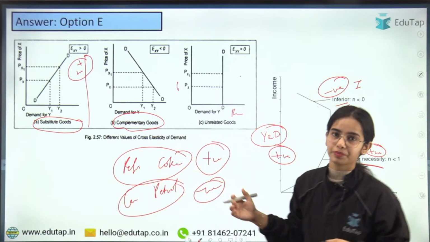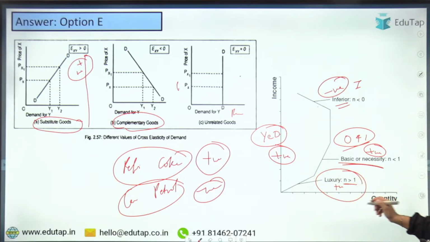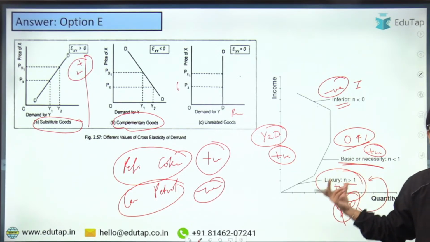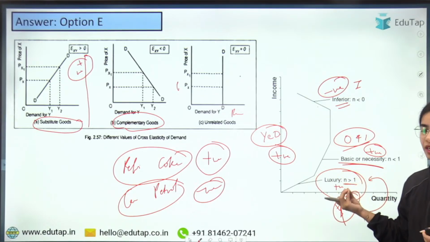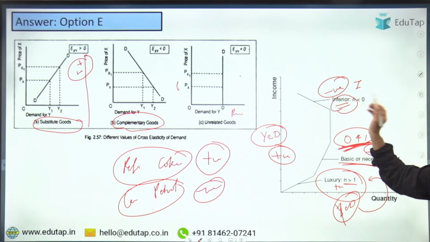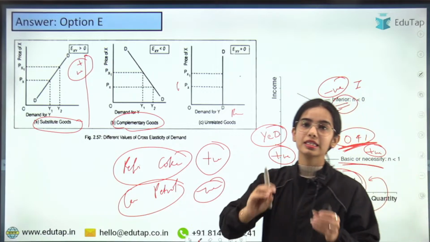Any confusion here? Just keep this in mind, that the income elasticity of demand is positive for luxury and basic or necessity goods. For luxury goods, it is greater than 1. For the basic or necessity goods, it is between 0 and 1. For inferior goods, the income elasticity of demand is negative.